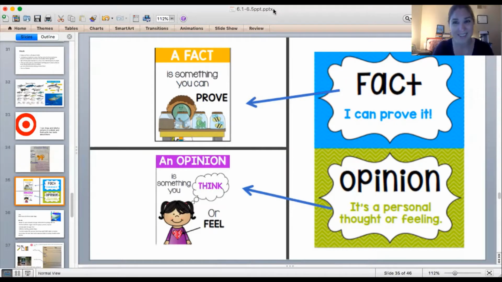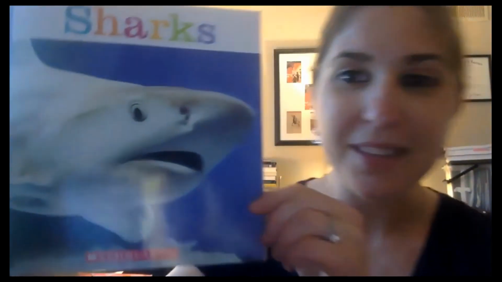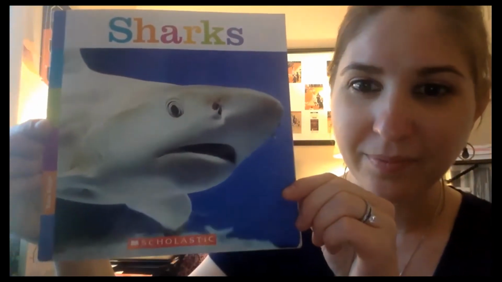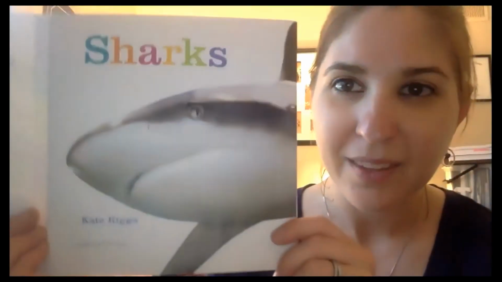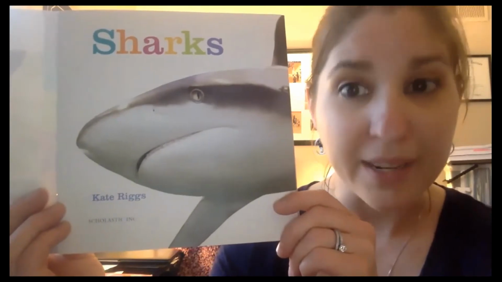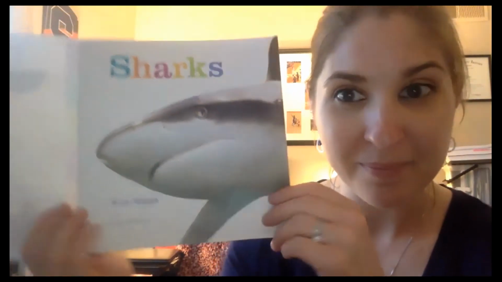Okay, I'm really excited to share this story with you. So the story that we are going to read today is simply called Sharks. So that's the front cover there. Sharks. And this story is written by Kate Riggs. That's the author of this story.